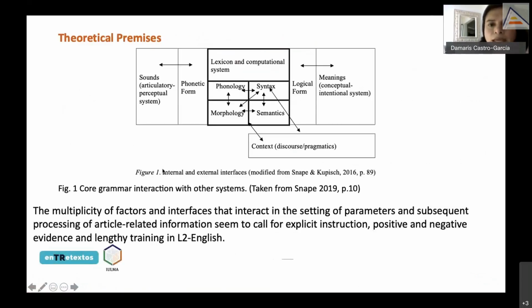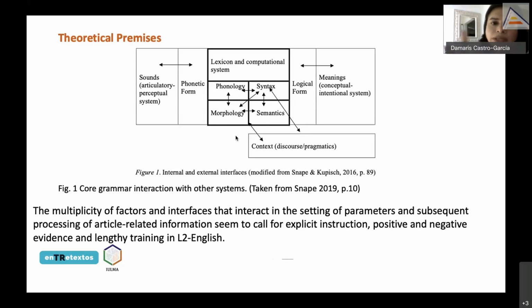So Snape in 2019 shares this graph that we have there, where he shows how many aspects are involved in the marking of articles. We know in the section that you see in darker black, that represents the core grammar system that we have. And all of these elements are going to come into play when we have to decide on which article we choose. And the connection between syntax and semantics, syntax and morphology, even phonology, is all related, and it has to account also for the use and the information that context provides.